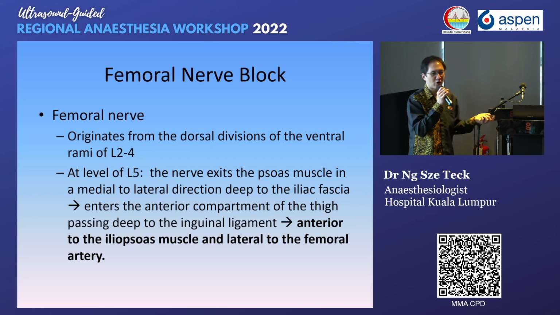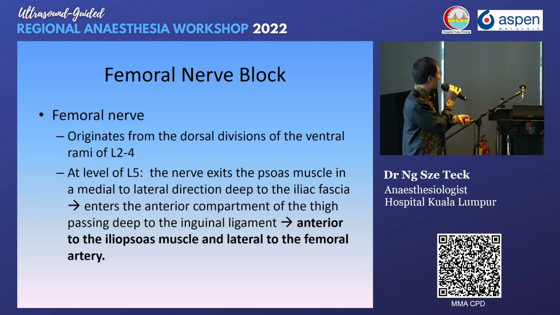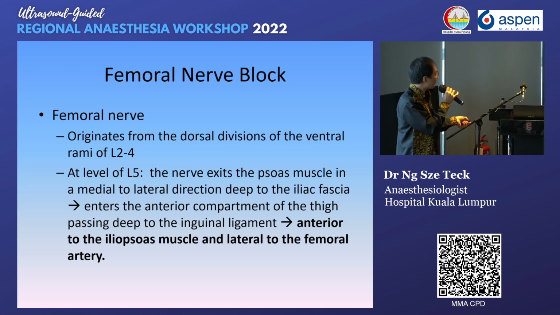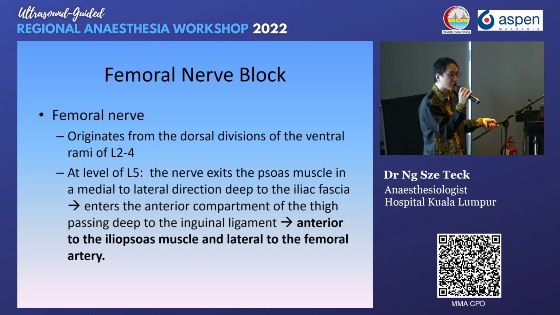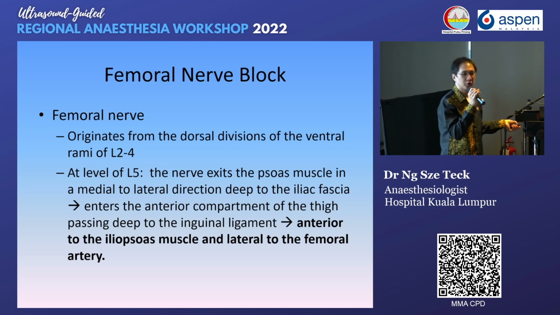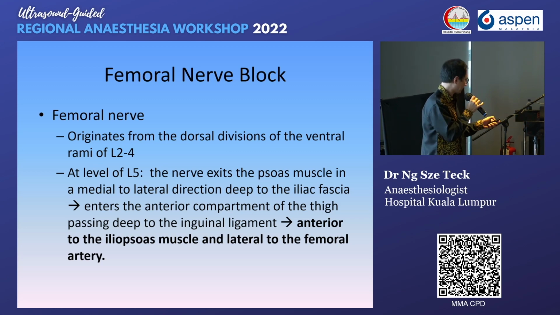The femoral nerve originates from the lumbar plexus, L2 to 4. At the level of L5, it exits the psoas muscle and moves laterally below the fascia iliaca. At the inguinal crease, it will lie anterior to the iliacus iliopsoas muscle and lateral to the femoral artery. This is the landmark that we use to block this nerve.